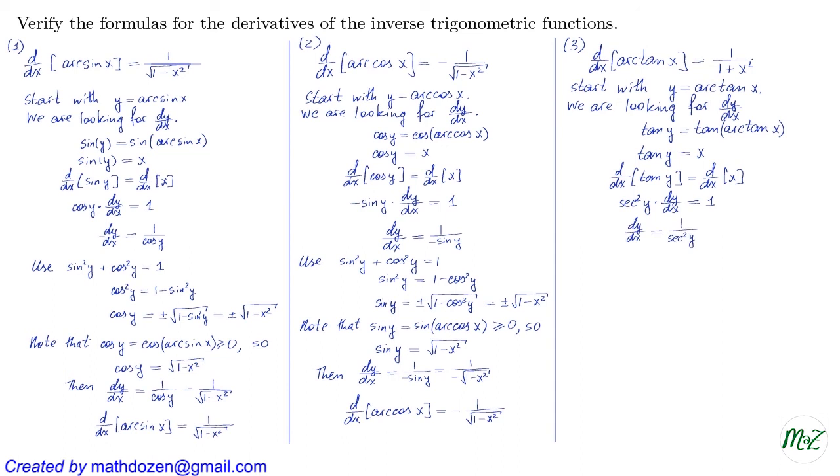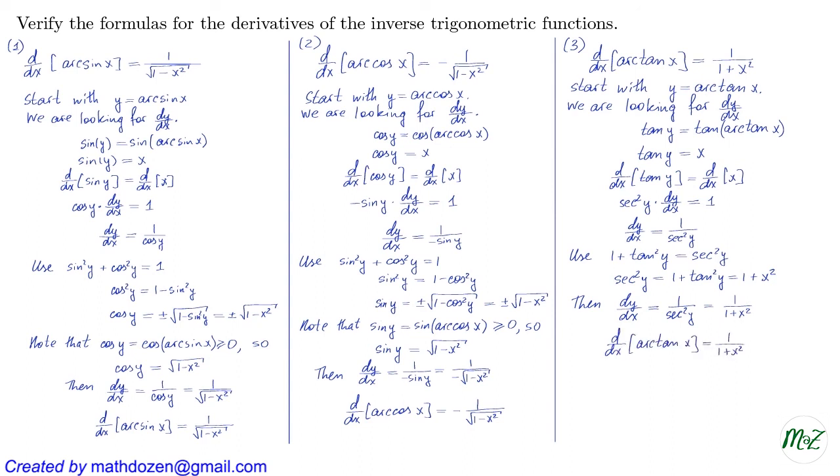Solving for dy dx, we see that dy over dx is equal to 1 over secant squared y. We use the identity 1 plus tangent squared y is equal to secant squared y, which we can rewrite as secant squared y equals 1 plus tangent squared y. Since tangent y is the same as x, we see that secant squared y is exactly 1 plus x squared. We don't even have to do square roots. So the derivative of y with respect to x, which was 1 over secant squared y, ended up being 1 over 1 plus x squared, which is exactly what we wanted to verify. The derivative of arctangent is 1 over 1 plus x squared.